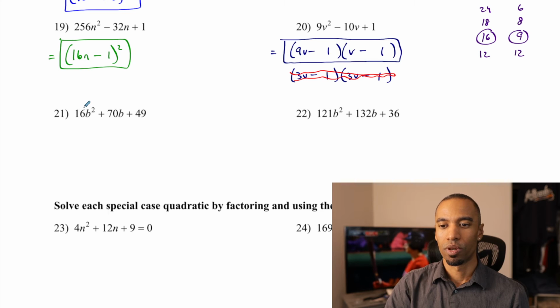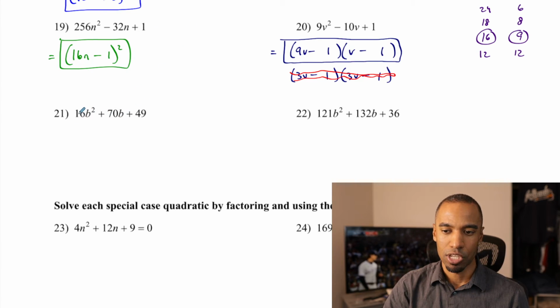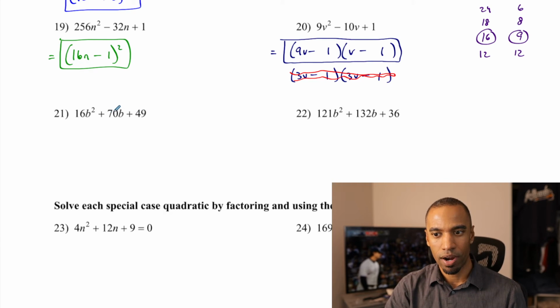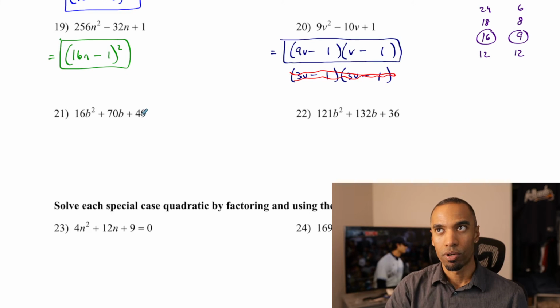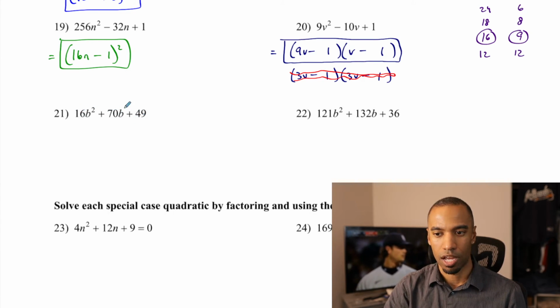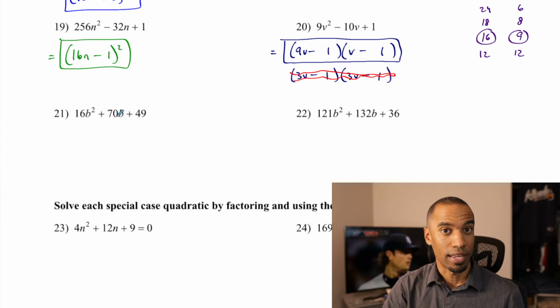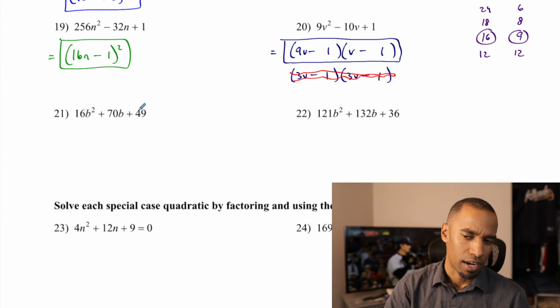All right, 21: 16b squared plus 70b plus 49. This is 16 is 4 squared, 49 is 7 squared. Is 70 double the product of 4 and 7? 4 times 7 is 28, doubled is 56. No, 70 is not 56. This is not a perfect square trinomial. Are there any common factors, by the way? That's always something to play with here. 49 being an odd number, no.